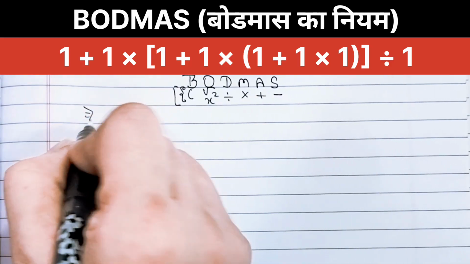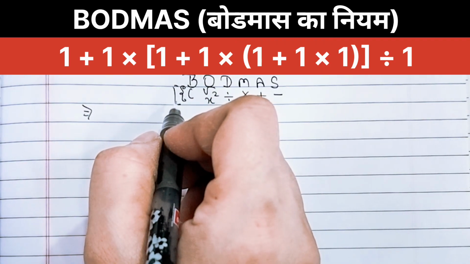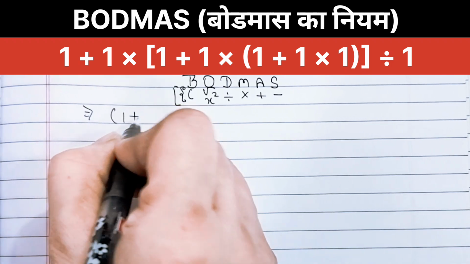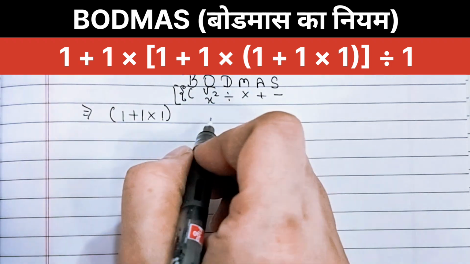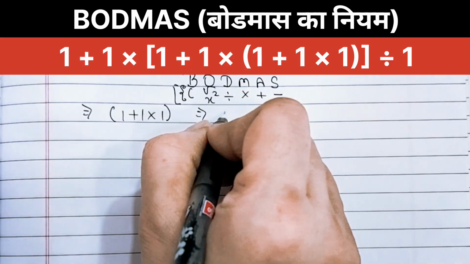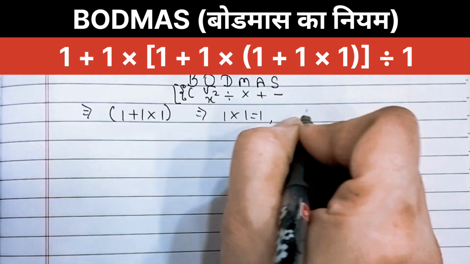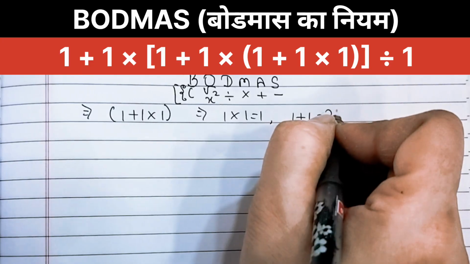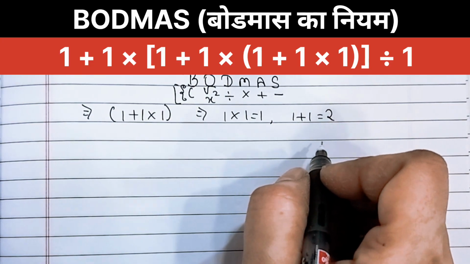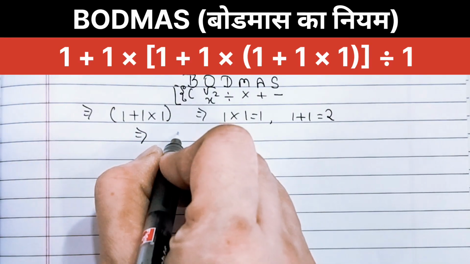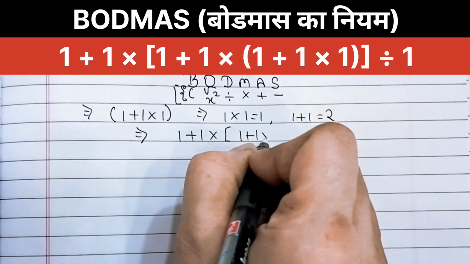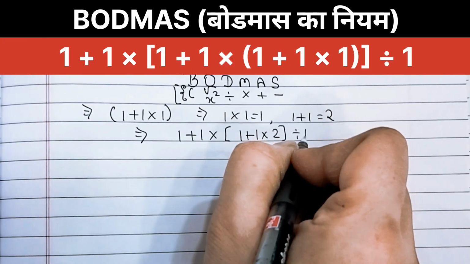Step 1. According to this step, solve the inner brackets, parentheses. We look inside the smallest brackets and this is 1 plus 1 multiplied by 1. First, according to BODMAS, we must multiply before we add. So first we multiply the digits 1 multiplied by 1, and then we add the digits 1 plus 1, which is 2. According to this step, multiplication has a higher priority than addition inside the bracket, and now the expression becomes 1 plus 1 multiply square bracket 1 plus 1 multiplied by 2 and then divided by 1.